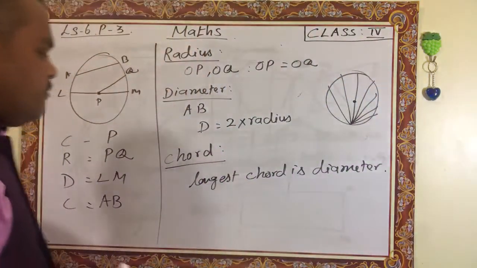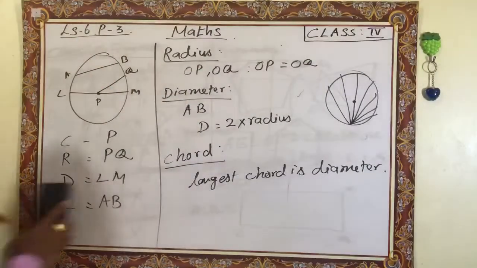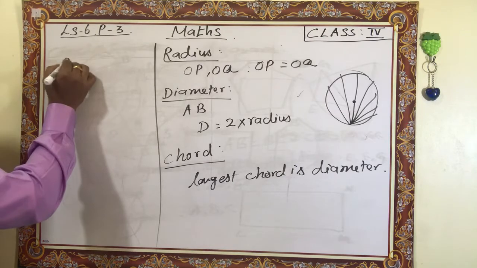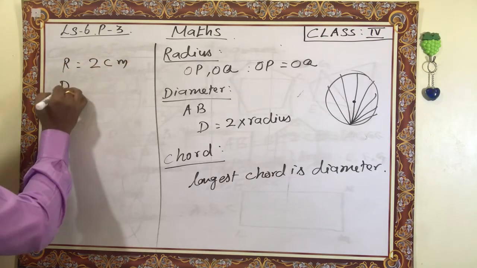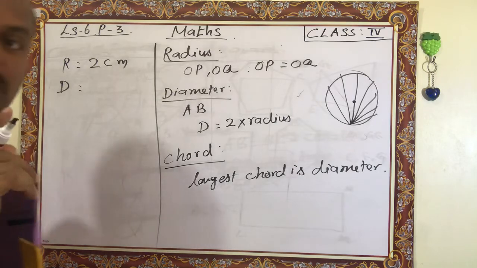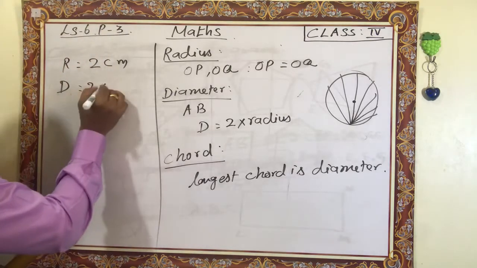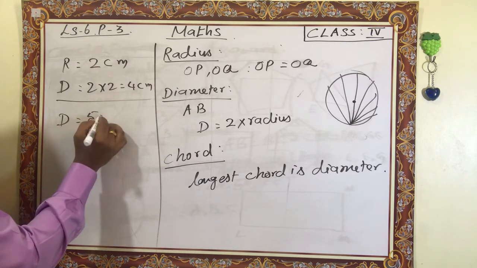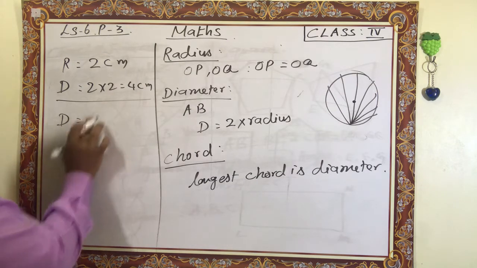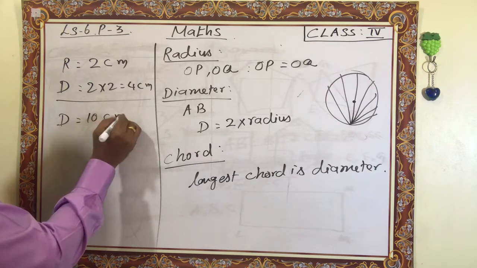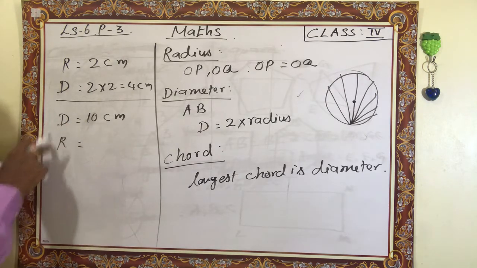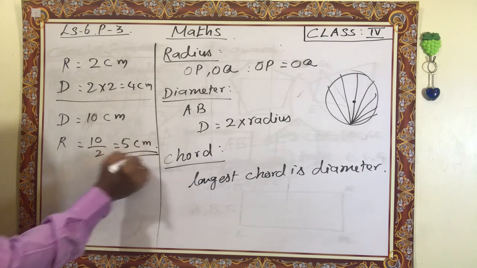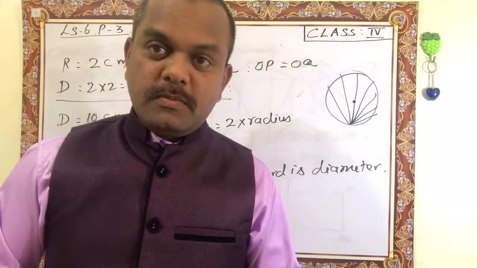One more question, from radius and diameter. Radius is equal to 2 centimeter. What about diameter? I told you already, diameter is twice the radius. So 2 into 2 is equal to 4 centimeter. One more question. Diameter is equal to 10 centimeter. What is the radius? Radius is half of the diameter, so 10 divided by 2 is 5 centimeter. Okay, understood? Thanks for watching.